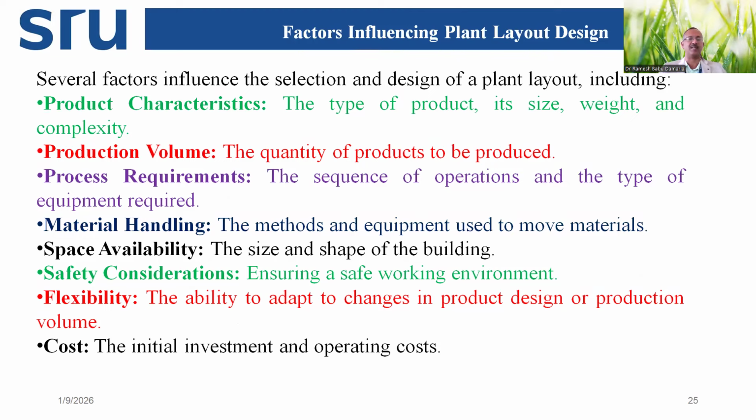Then space availability. How much space is available for our new factory to be set up, new plant to be set up. So the size and shape of the building also matters. Then safety considerations, because it has to be ensured a safe working environment. The layout should facilitate safety of the people and machinery and processes.